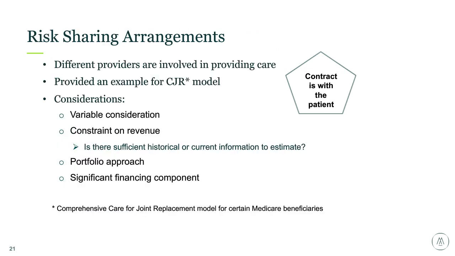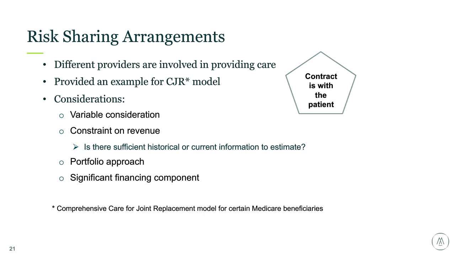So risk-sharing arrangements. The AICPA Revenue Recognition Guide, Chapter 7, talks about risk-sharing arrangements kind of in the context of an example from the comprehensive joint replacement model under Medicare. The risk-sharing elements, you're really dealing with variable considerations. So a lot of considerations might be consistent with what we just talked about on the previous slide.